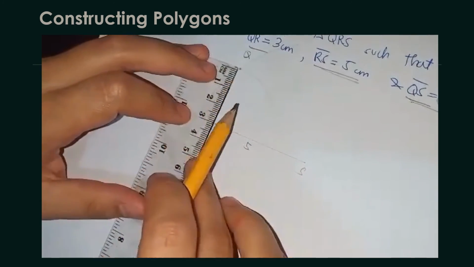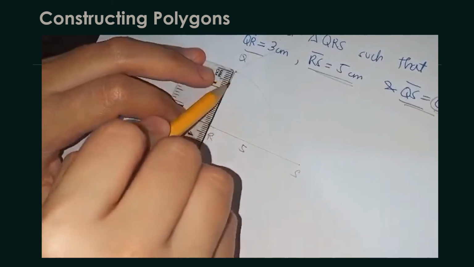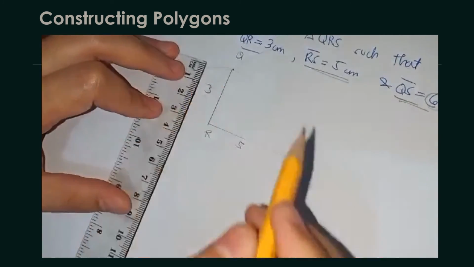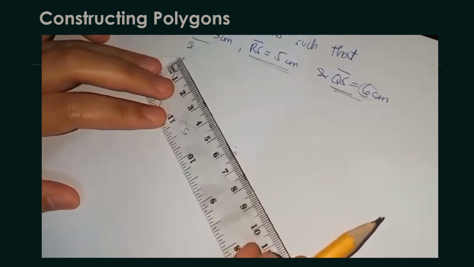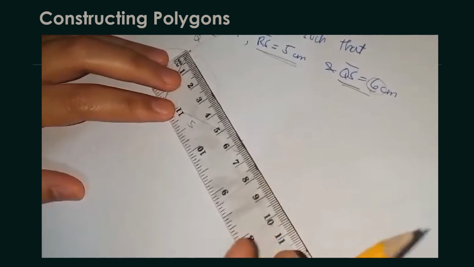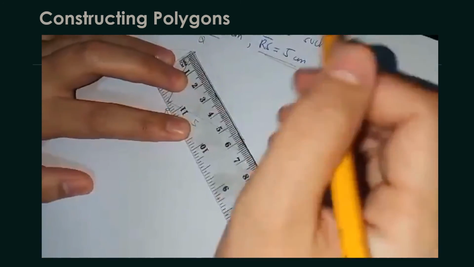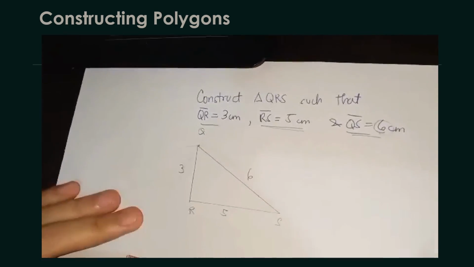Yan. Q hanggang R. Yan. Okay. Ito si 3 cm. Tapos si QS, Q hanggang S ay 6. Yan. Ito ay 6 cm. Yan. Meron na tayong triangle.